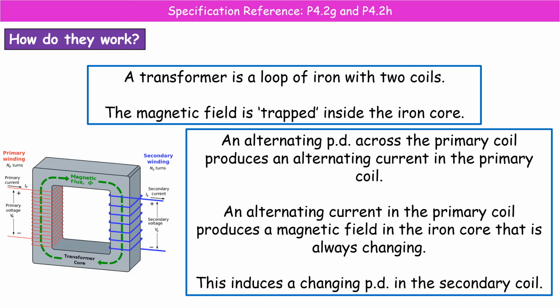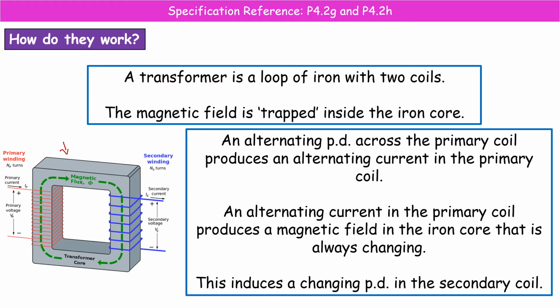So what is a transformer then? Well, basically it is a core of iron in this loop shape, and we have two coils, one on the left, one on the right of it. The reason that we have this loop of a magnetic material, i.e. iron, is because the magnetic field then becomes trapped inside that iron core.